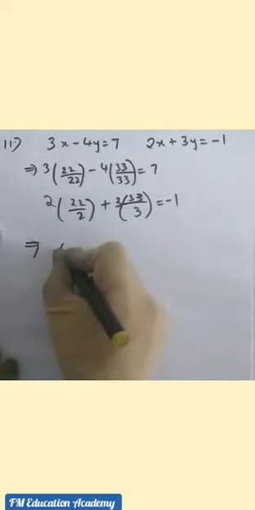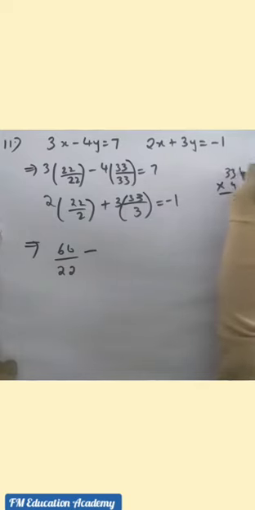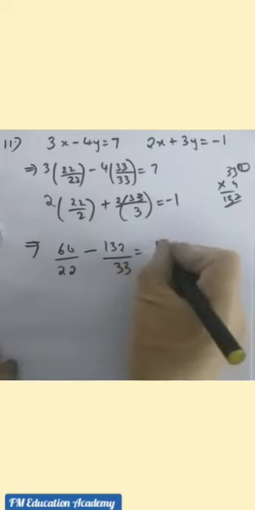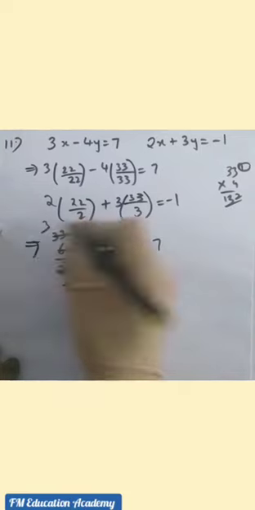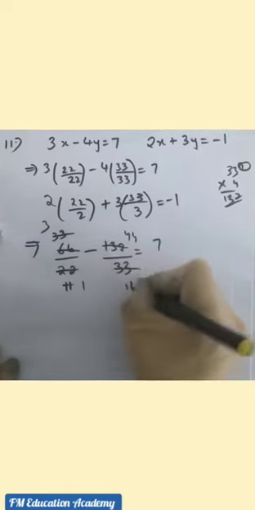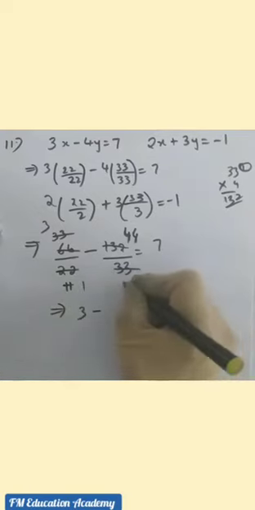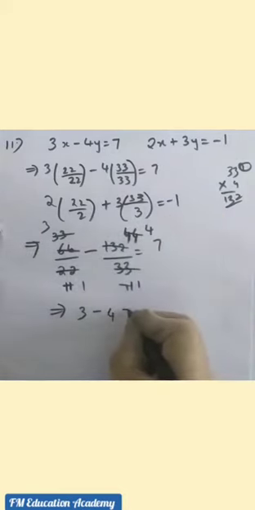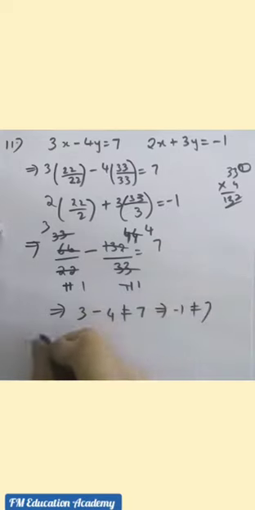So 22 3s are 66, so 66 by 22 minus 33 4s are 132, 132 by 33 is equals to 7. 2 11s are 22, 3 11s are 33, 4 3s are 12, so we will have 3 minus 44 by 11. Okay, 11 1s are 11, 11 4s are 44. So we are having 3 minus 4. So 3 minus 4 is not equal to 7. Why? Because we know 3 minus 4 is minus 1. So it cannot be option A.